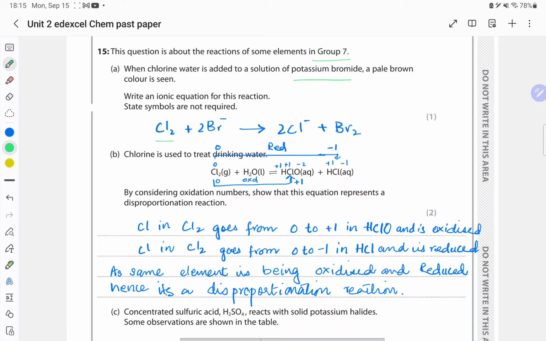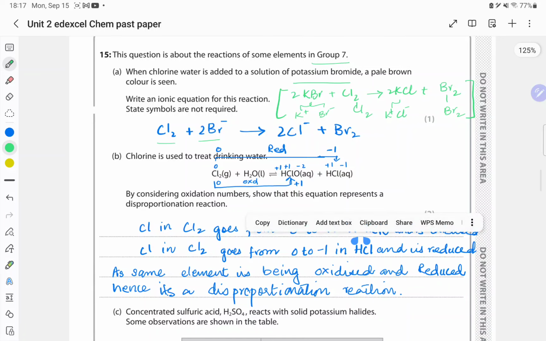So here we can say when chlorine reacts with the potassium bromide, a pale brown color is seen. So you have to write the ionic equation. To obtain this ionic equation, you have to go through the whole equation. Let me tell you how you're going to do it. So looking at the equation, if you are asked to write the whole equation, but here they are asking about the ionic equation.